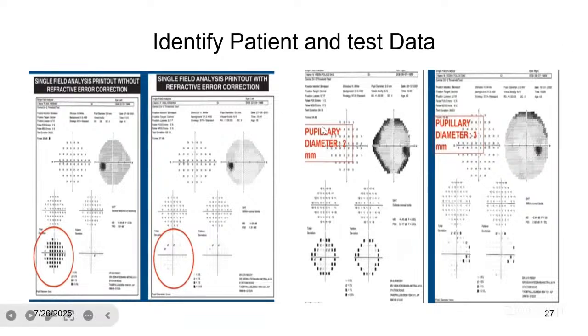So this slide is just showing us the fact that correcting for the person's refractive error is very important. Make sure that the person is wearing their correction, especially for near vision. You can see there was a generalized depressed retinal sensitivity when the patient didn't use their correction, and then you can see how the field became so much better after the right correction was given.